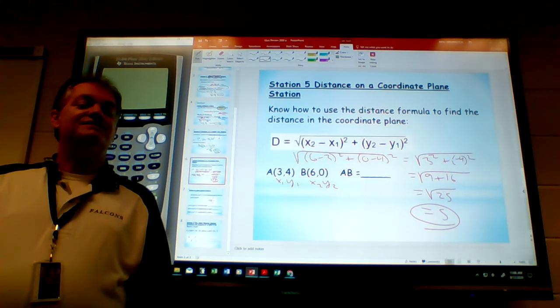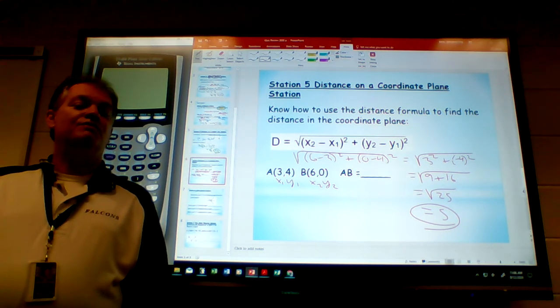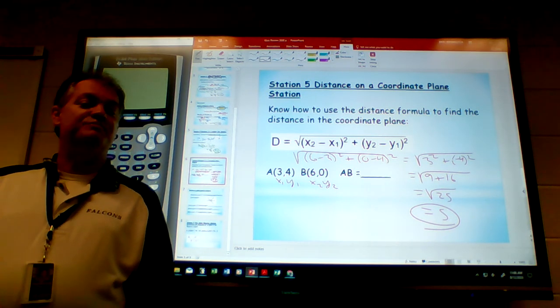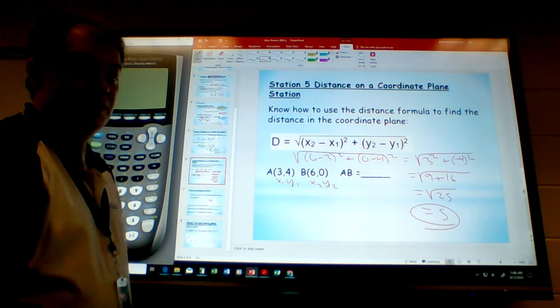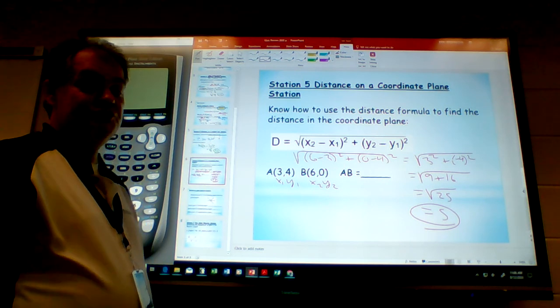If it was on Canvas, just give me the decimal equivalent and go, and it'll tell you whether to go to the 10th place or the 100th place. Or multiple choice, you'd have something to choose from.